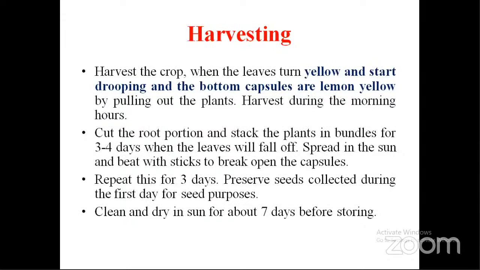Harvesting. These harvesting indicators are plants start yellowing and start drooping. Drooping means just hanging downwards, and the bottom capsules are lemonish color. All these are indicators of harvesting maturity. When the crop shows all these symptoms, just pull out the plants, and we should harvest during morning hours only.